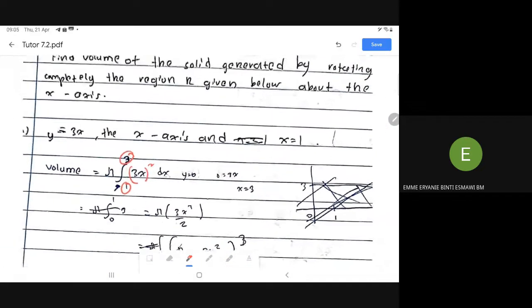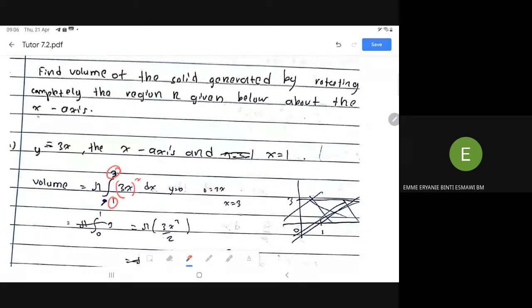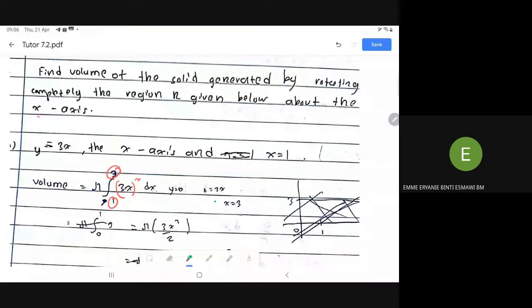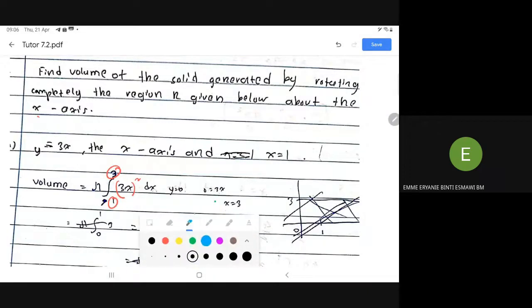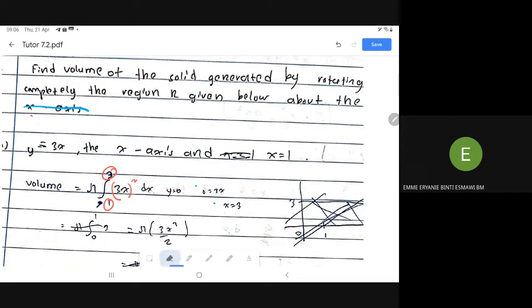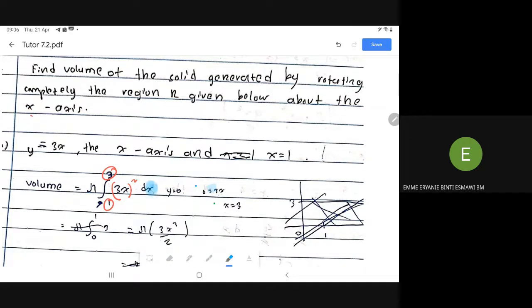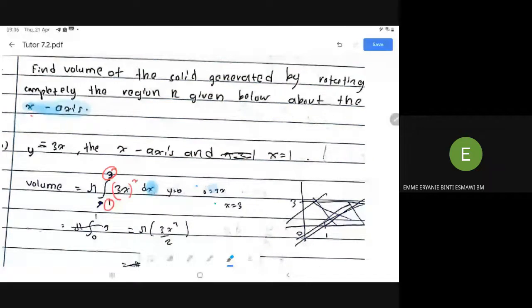Okay, sebab soalan ni memang macam saya cakap tadi about the x-axis kan. So bila about the x-axis maksudnya dia mestilah dx kat belakang tu. About the x-axis. Mesti x kat belakang tu. Limit dia pun mesti x.